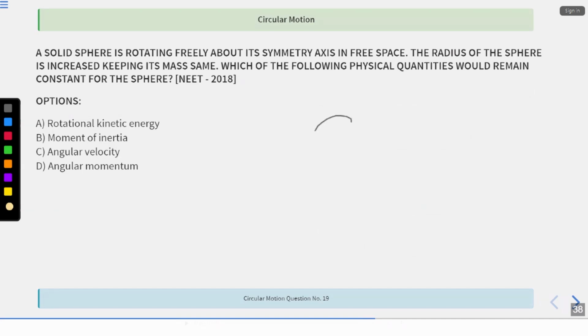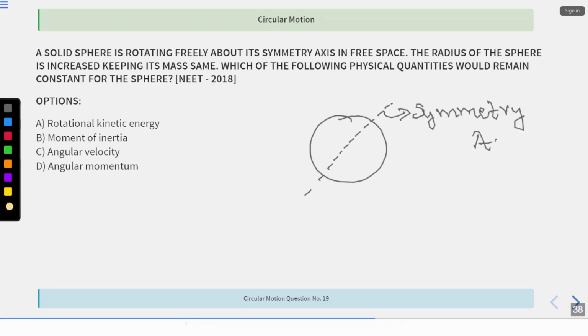there is a sphere, and it is rotating freely about its symmetry axis. So let's just say this is the symmetry axis. The radius of the sphere is increased. So radius is increased and mass is constant. So then which of the following quantities would remain constant for the sphere? Okay, so now let's see.